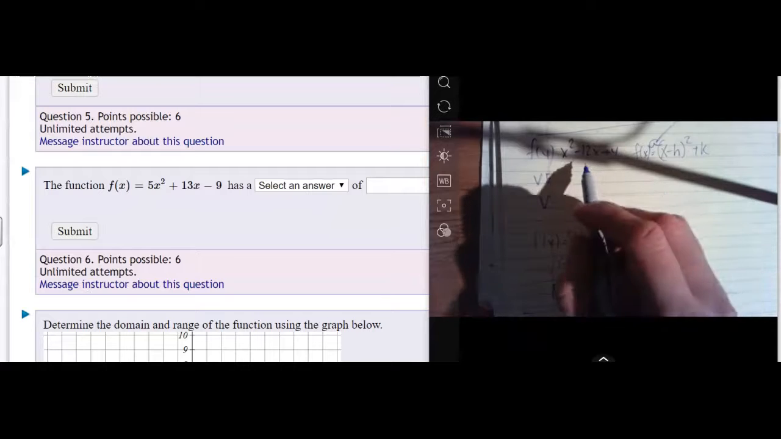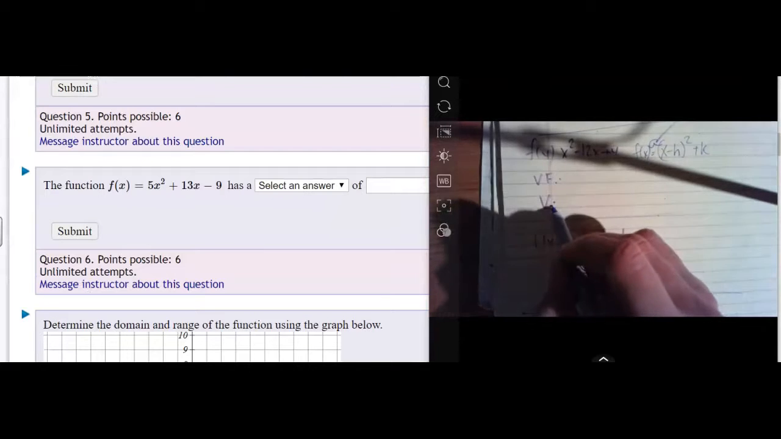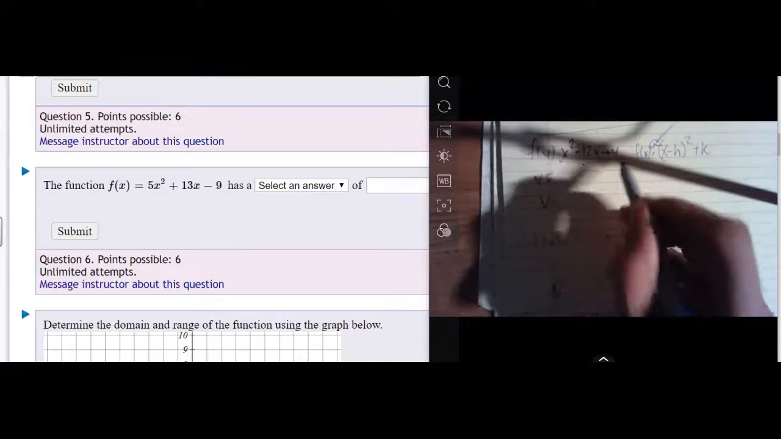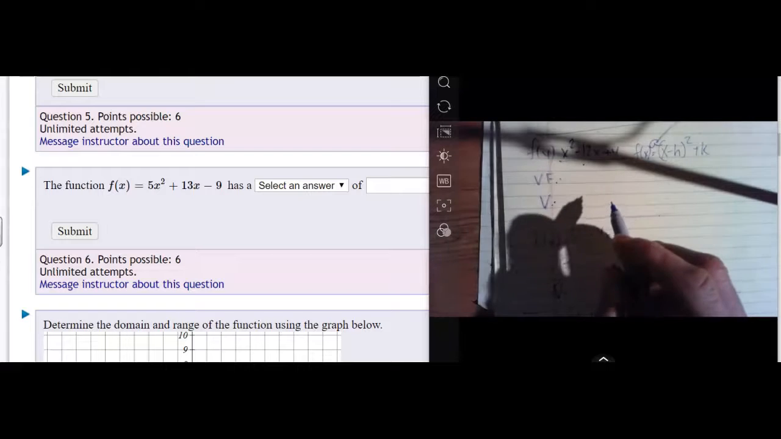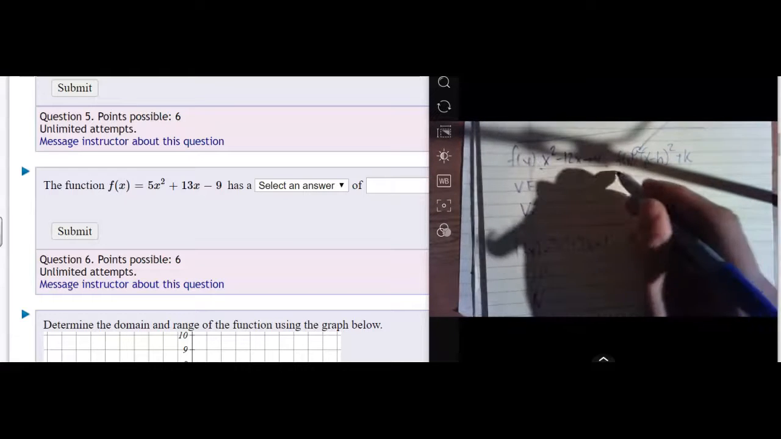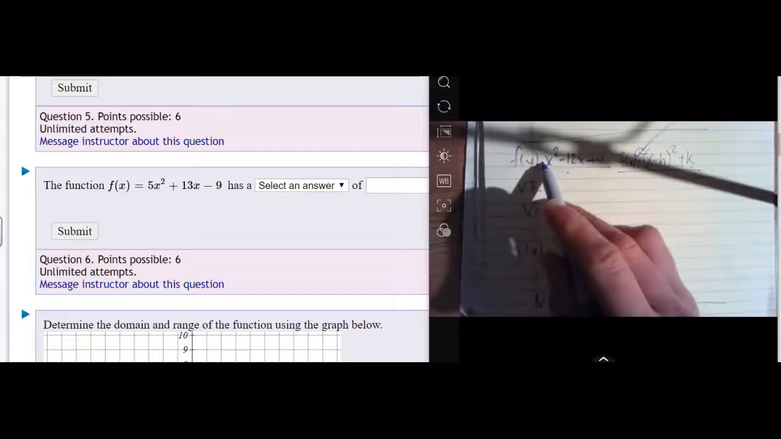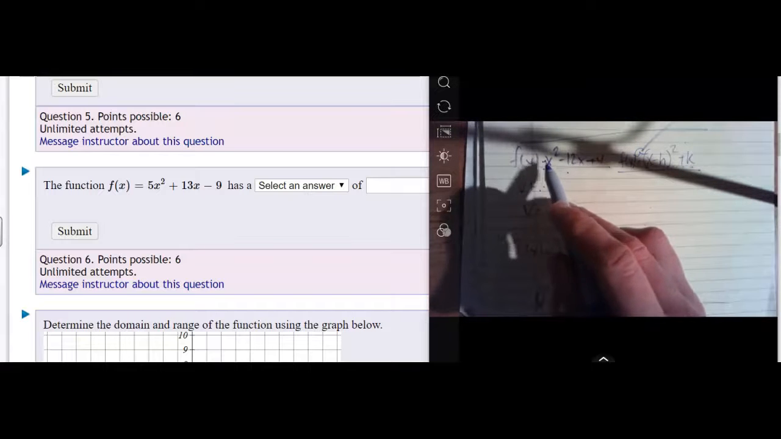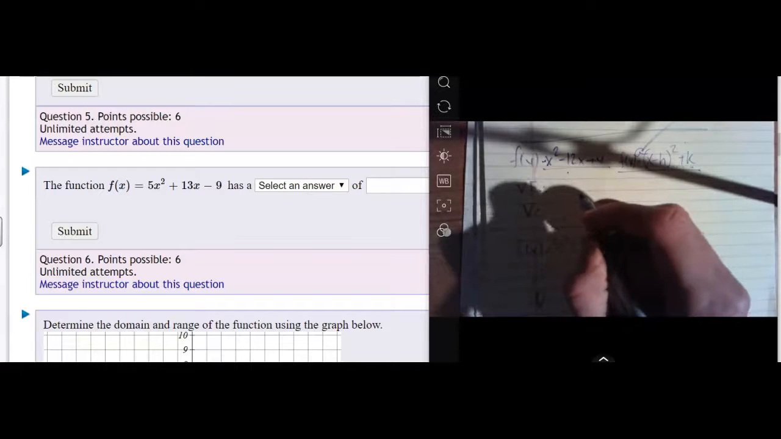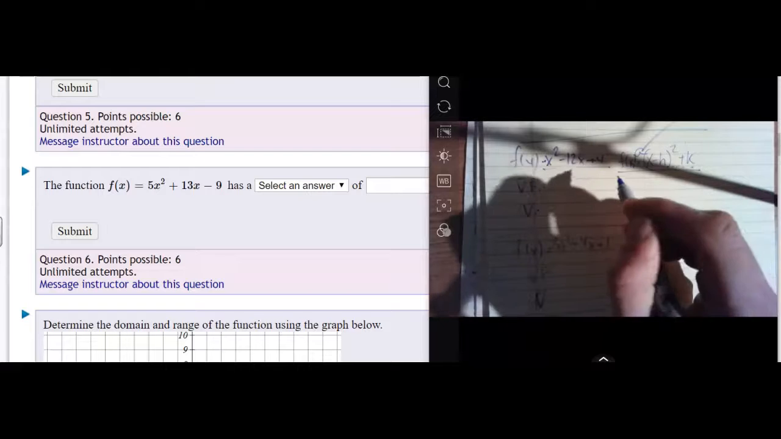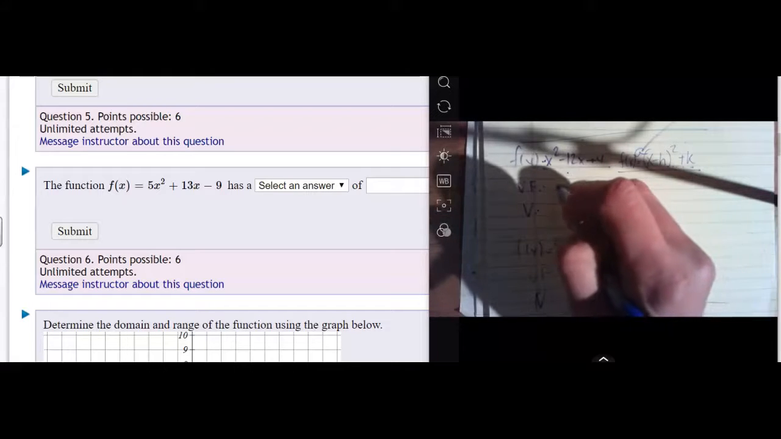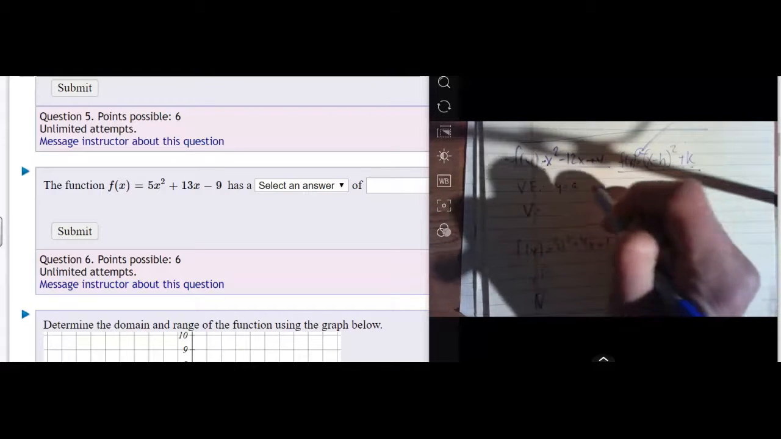All right, number 3 asks us to find the vertex form and the vertex of the following quadratic. Vertex form looks like this, by the way, where f of x equals a times x minus h squared plus k. In this case, there's no number before the x squared, so a is 1.